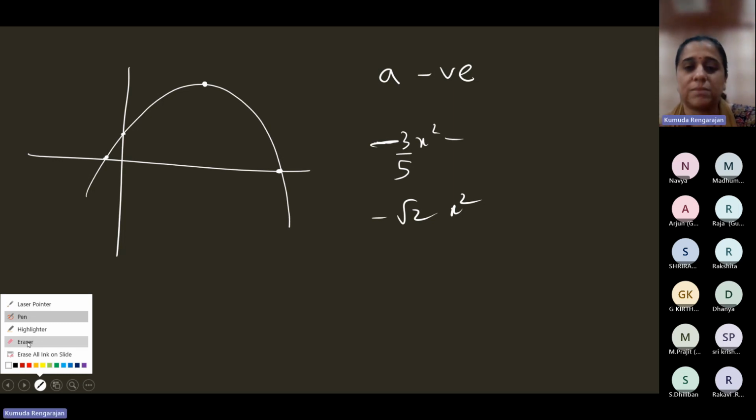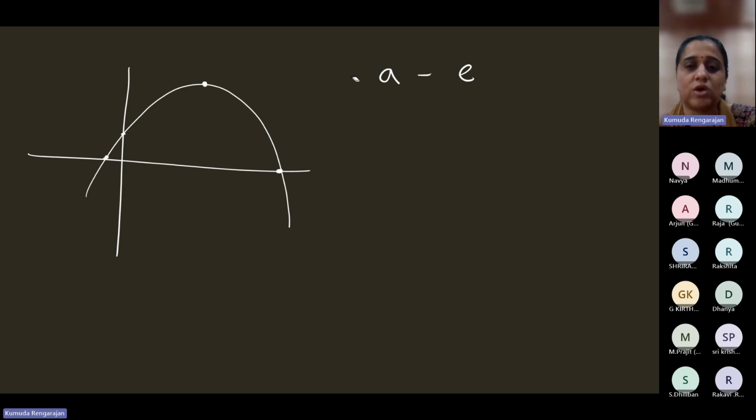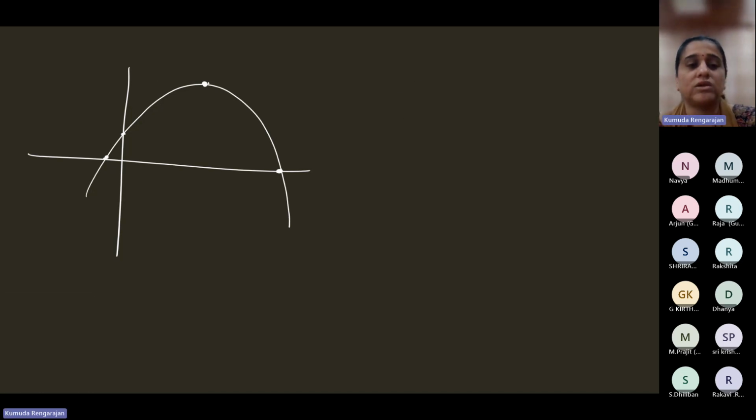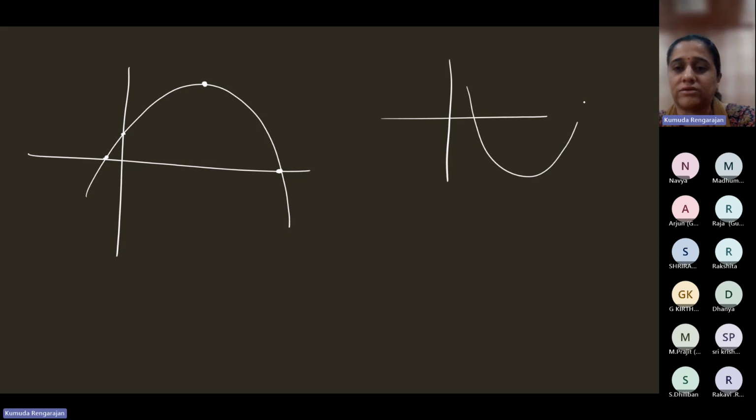Now talking about this point, which is called the vertex of the parabola. In this case it is the highest point. When the parabola opens like this, it is the lowest point. So the vertex is either the highest point or the lowest point, depending on how the parabola opens, whether it opens upwards or downwards.